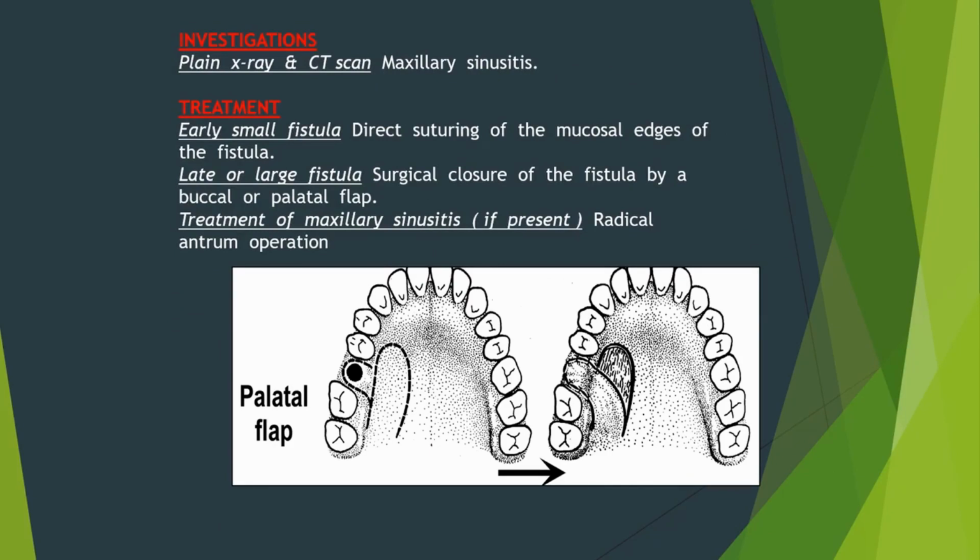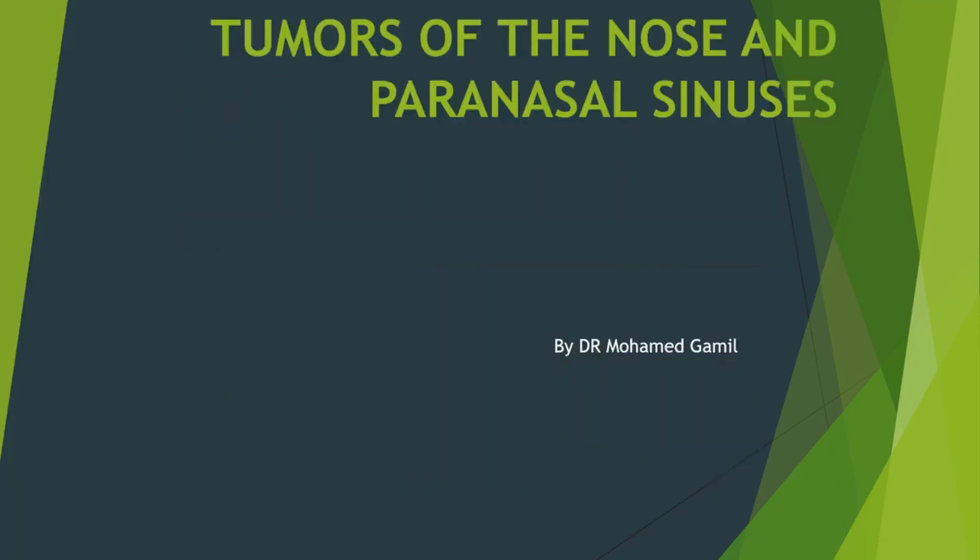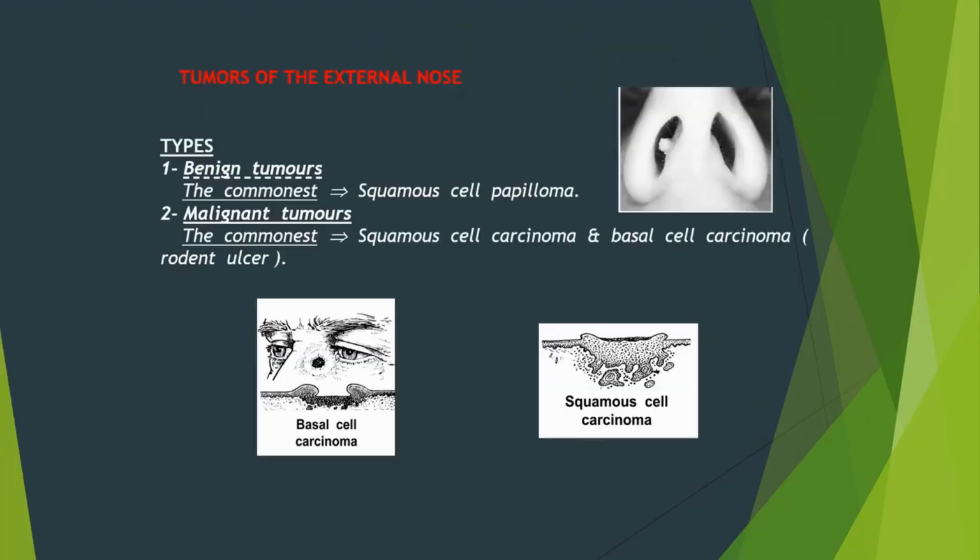If it is an early, small fistula, direct suturing of the mucosal edges of the fistula, and if it's late or large, surgical closure of the fistula by a buccal or a palatal flap, and treatment of maxillary sinusitis if present. Now we will move to the tumors of the nose and the paranasal sinuses.